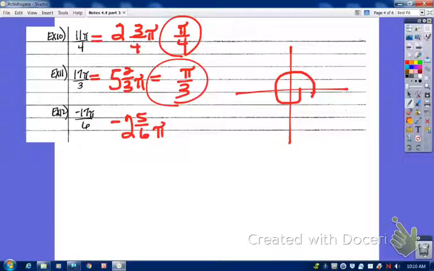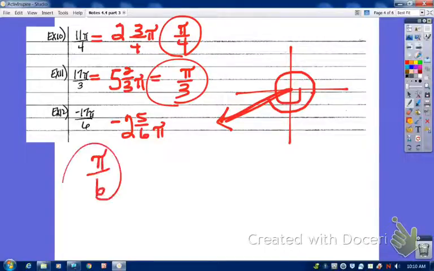Third. That angle is somewhere right here. You're going to go all the way around, and then you're going to go 5, 6 pi, which is almost a pi. So what's the reference angle in radians? Pi over 6. Some of y'all have lost your unit circle knowledge. Maybe you never learned it.